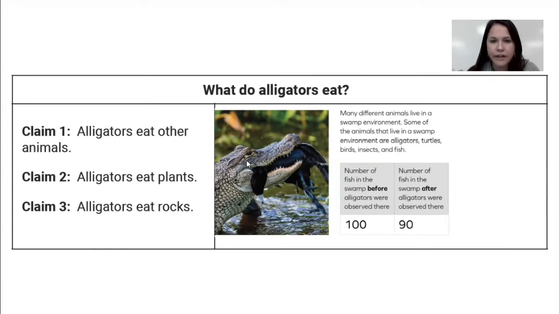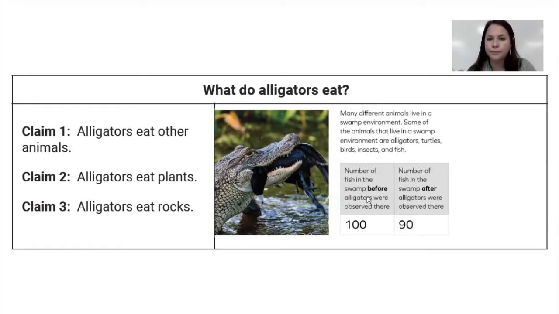I see a picture of an alligator with something in its mouth. I'm going to look a little bit closer, and I notice that that's a bird. I'm going to stick that in my brain because a bird is another animal. That is evidence that claim one is correct.